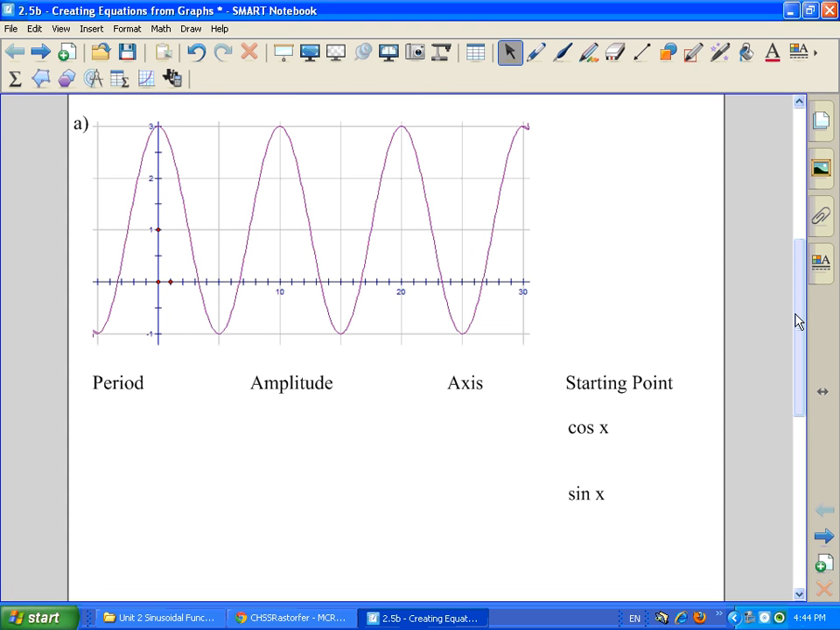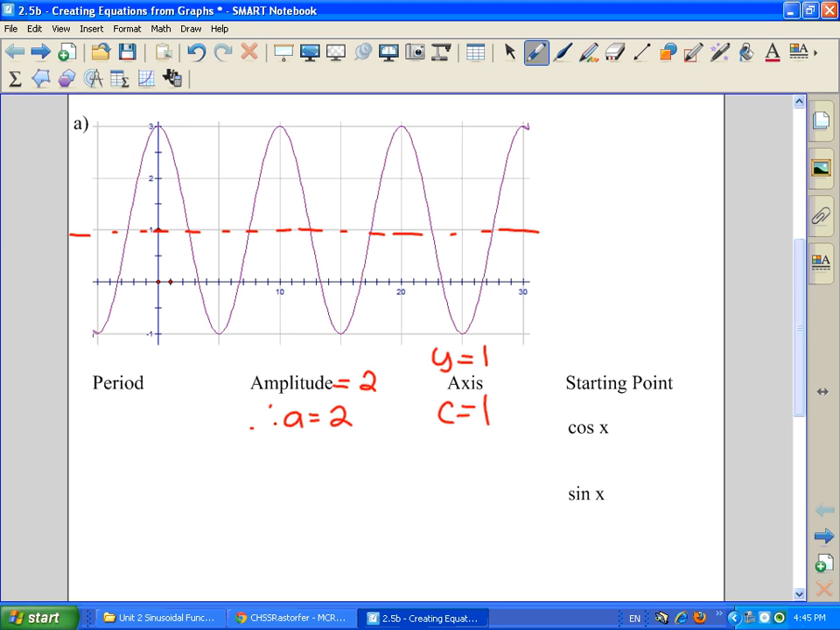First of all, the easiest thing I like to point out is our equation of axis. So our equation of axis here is y equals 1, so C equals 1. All right, next I want to find my amplitude. So my amplitude is 2. So if my amplitude equals 2, therefore A equals 2.